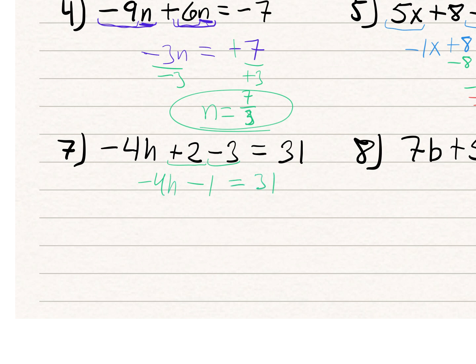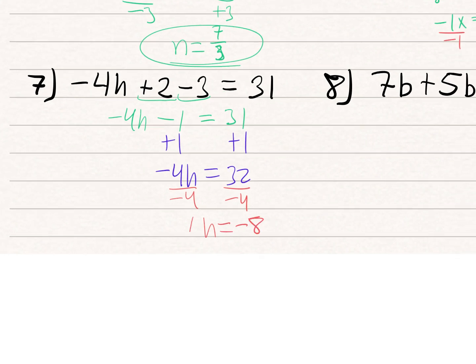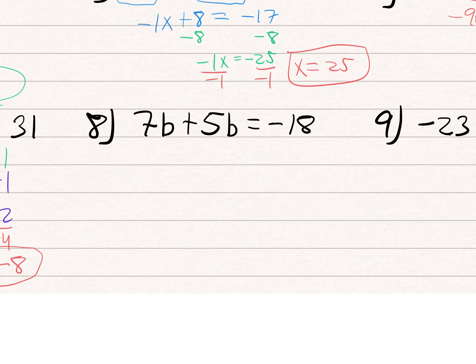All right, and then you want to add 1 on both sides. So we get negative 4h equals 31 plus 1 is 32. And then you want to divide by negative 4. So we get h equals negative 8. All right, don't forget the negative. All right, and then for number 8, combine like terms, right? 7b plus 5b is going to get you 12b, and this equals negative 18.